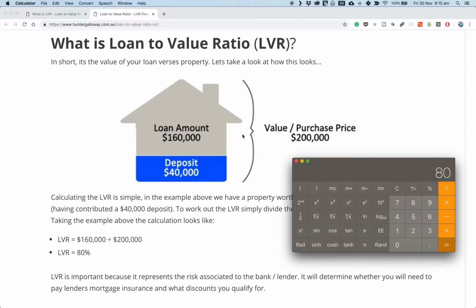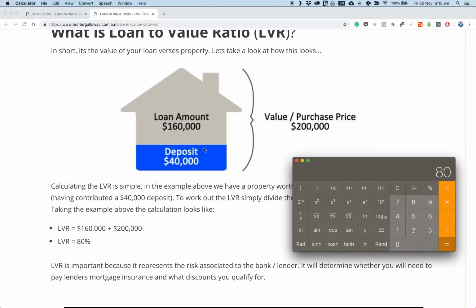So you get the 160, divide it by 200, the purchase price, so the loan amount divided by the purchase price times 100 equals the loan to value ratio.